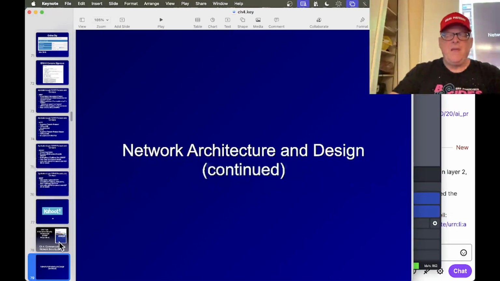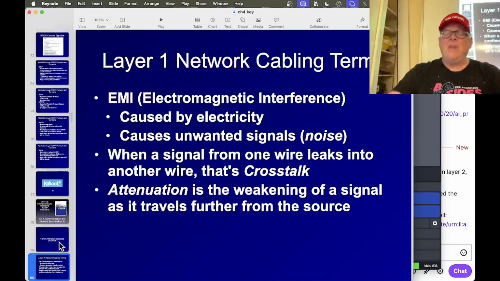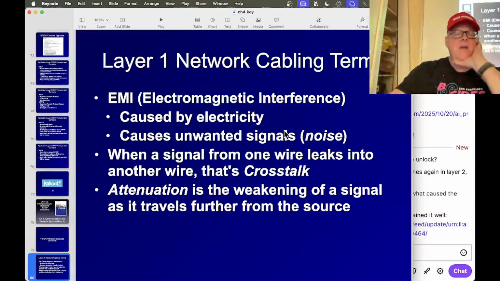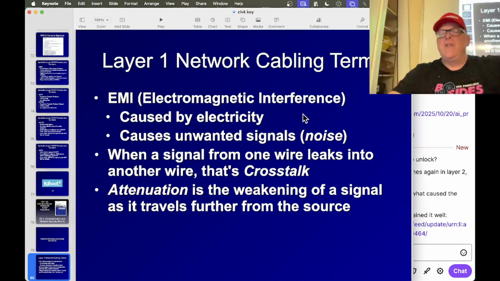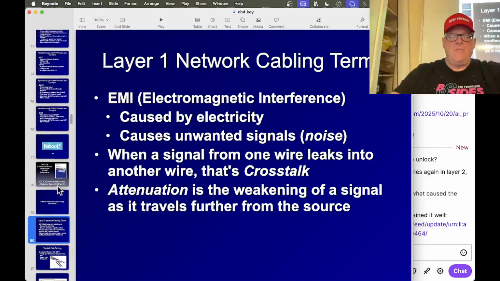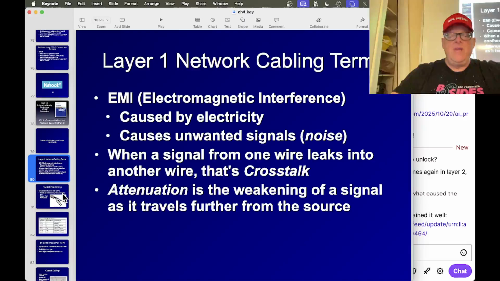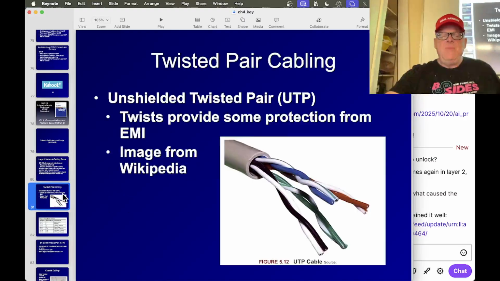All right. So, network architecture and design. In your layer 1 cabling issues, electromagnetic interference is caused by electrical signals like lightning or fluorescent lights. One wire can link into another wire, that's crosstalk. Attenuation is how the signal weakens as it goes down the cable because there's some resistance in the cable. And if it's wireless, it just smears out into a bigger space, which makes the signal weaker.